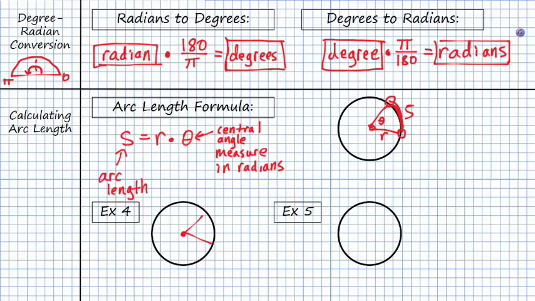I'm given that the angle here is pi over 3. This length here is 9 centimeters, and I'm trying to solve for s. So s is equal to r times theta, and so s will equal 9 times pi over 3, and we get that s is equal to 3 pi. So this distance here will be s, or 3 times pi.